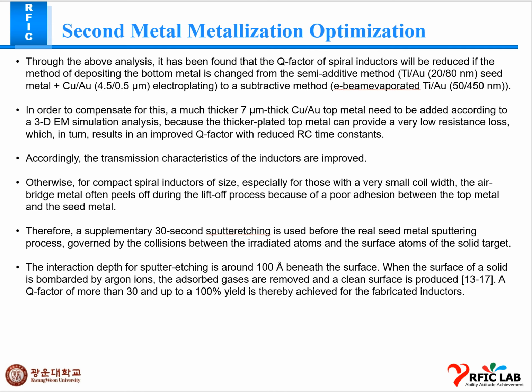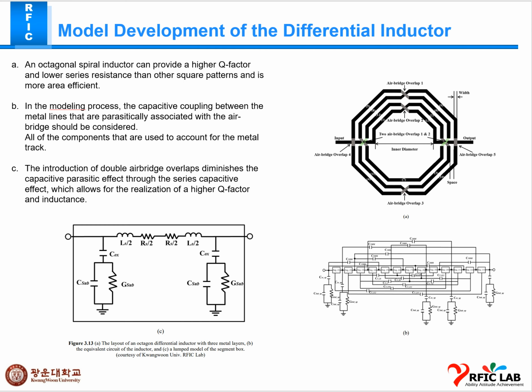Otherwise, the compact spiral inductors, especially those with a very small coil with an air bridge metal, often peel off during the lift off process because of poorer adherence between the top metal and the second seed metal. The interaction depth of the sputter etching is around 100 beneath the surface of the solid in argon bombardment. A Q factor of more than 30 and up to 100% yield is thereby achieved for the fabricated inductor.